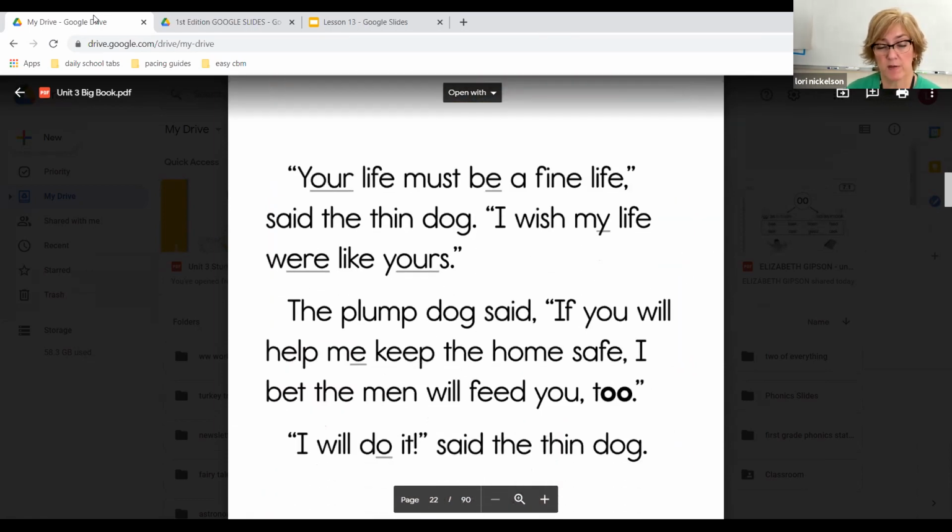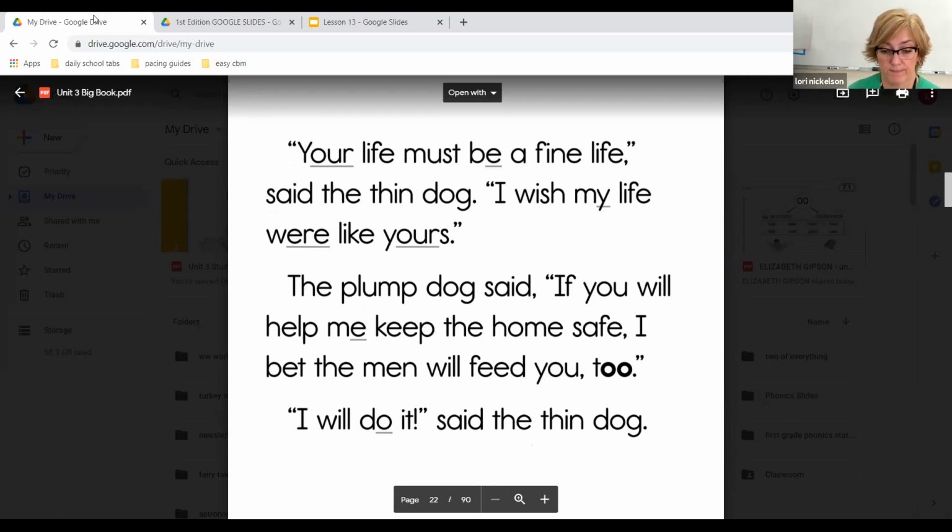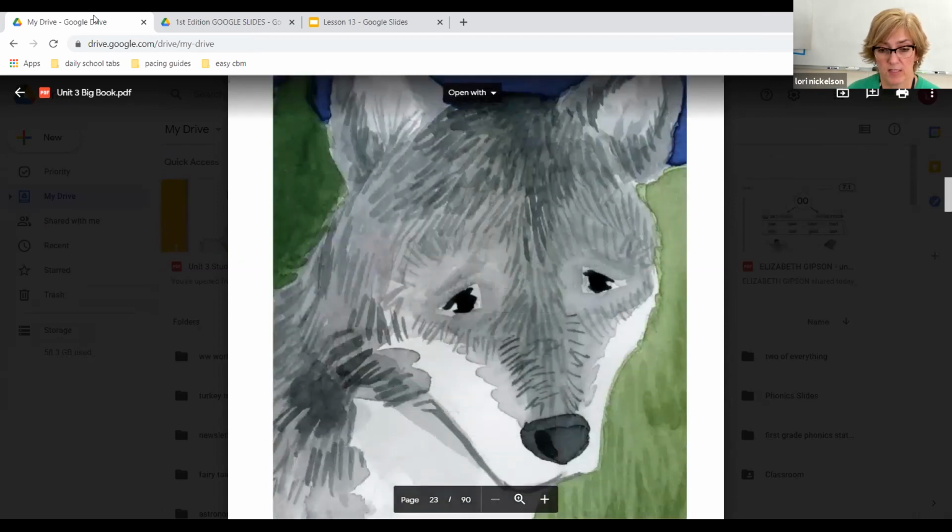"Your life must be a fine life," said the thin dog. "I wish my life were like yours." The plump dog said, "If you will help me keep the home safe, I bet the men will feed you too." "I will do it," said the thin dog. But look at his face.